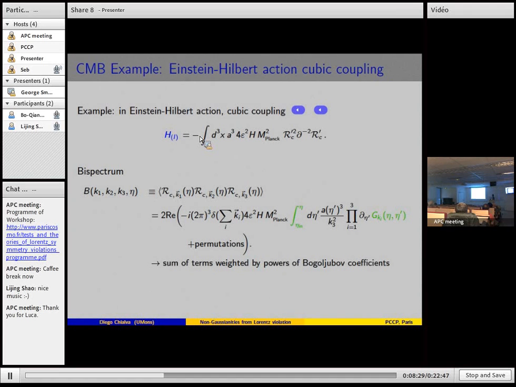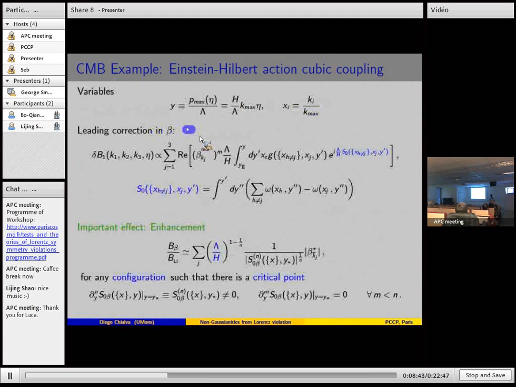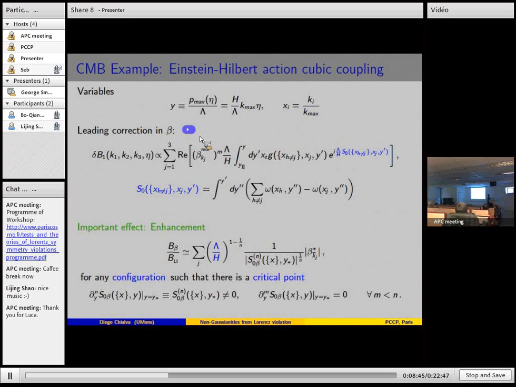And you recognize the integral over time and the product of Wightman functions. If I plug in the Wightman functions with the mode functions that I showed you, then I will have a sum of terms, each one weighted by powers of their Bogoliubov parameters. I can study all of them, and I'm presenting here to you the leading one. I've written it in some kind of rescaled variables, but that doesn't make a big difference. It just captures better the physics.